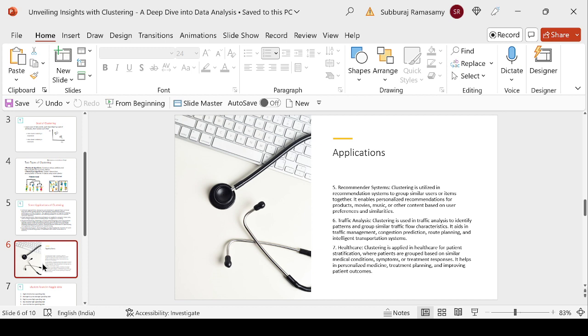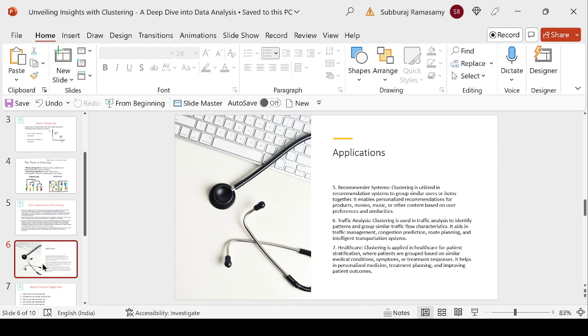Some more applications are recommender systems, to group similar users or items together. Say a book recommendation system or movie recommendation system. It enables personalized recommendation for products, movies, music, or other content based on their preferences or similarities. Traffic analysis to identify patterns and group similar traffic flow. It helps the police to aid in traffic management, congestion prediction, route planning, and intelligent transport systems.